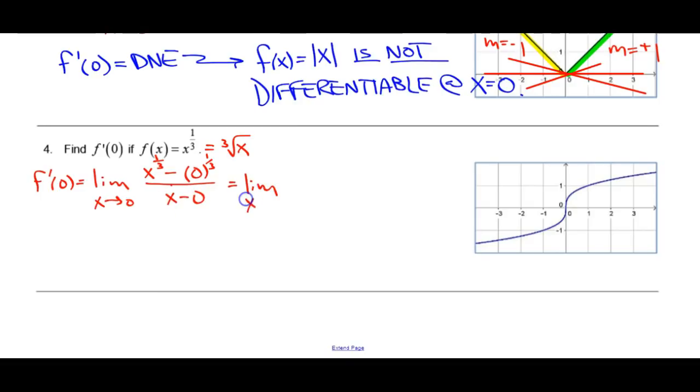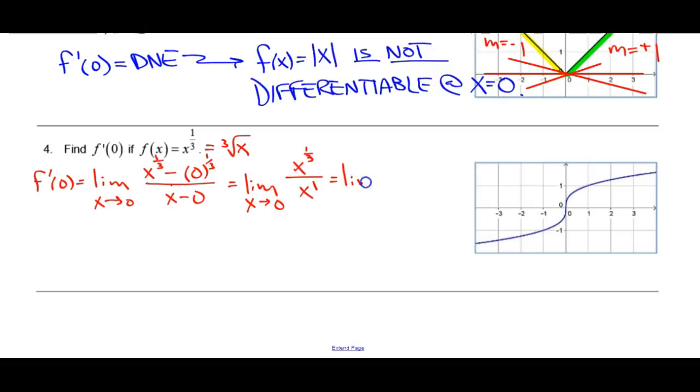Somebody help me simplify this expression. What is x to the 1/3 minus 0 to the 1/3? X to the 1/3. And what is x minus 0? X. Uh-oh, here's a problem. I'm asking you to remember properties of exponents. Do the numerator and the denominator have the same base? Yeah, the base is x. What happens when you divide powers that have the same base? You subtract the exponents. What's 1/3 minus 1?